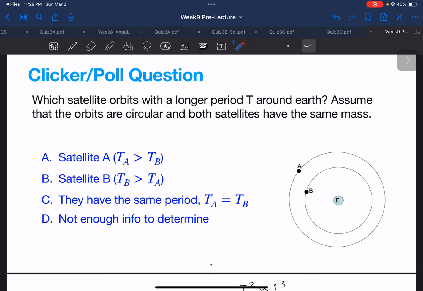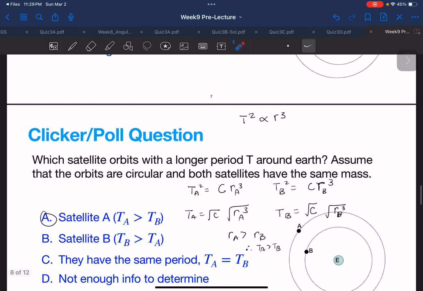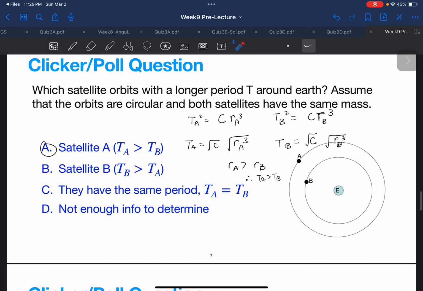Okay, so once you've unpaused the video and gone through the example, let's go through the explanation. Which satellite has a longer period around the Earth? Assume that the orbits are circular and both satellites have the same mass. We know that T, the period, is proportional to r cubed. So I write a version of this for satellite A and satellite B. Then I go ahead and solve for TA and TB.